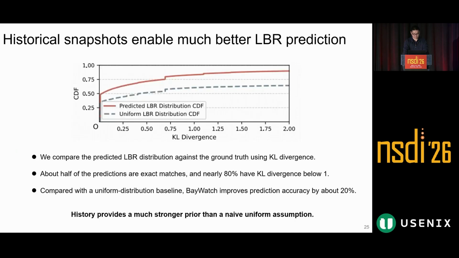This slide asks a simple question. Does the historical model really help prediction? We compare the predicted LBR distribution against the ground truth using KL divergence. About half of the predictions are exact matches, and nearly 80% have KL divergence below 1. So compared with a uniform distribution baseline, BayWatch improves prediction accuracy by about 20%.